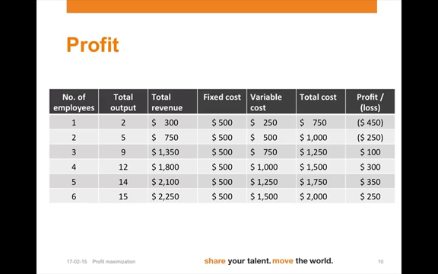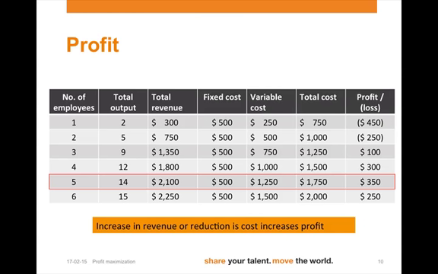And as you can see, the profit gradually increases. But please notice, from 5 to 6 workers, the profit decreases from 350 to 250. The company is still making a profit, but at 5 workers with a total output of 14, it is maximizing its profit.